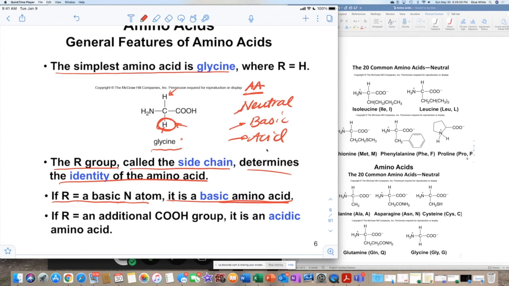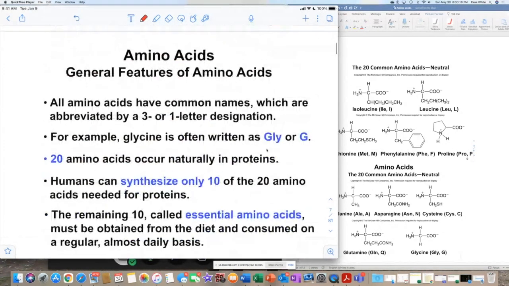So we're being told if R is a basic nitrogen atom, then the whole amino acid is called basic, according to the R group. If R is an additional acetic acid group or acid group, then that whole amino acid is classified as an acidic amino acid. Okay? So the group right here determines the identity of the amino acid, but it also determines the type of amino acid we have. And the types we have to pick from are neutral, basic, and acidic. Okay? So let's go ahead and move on.